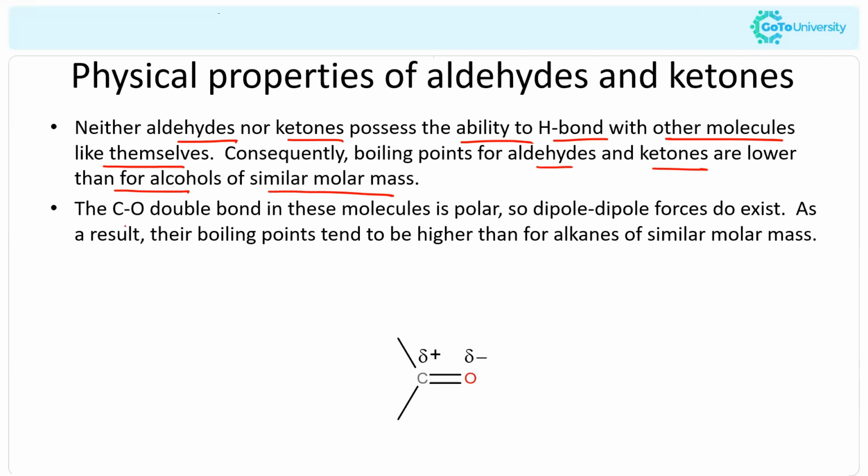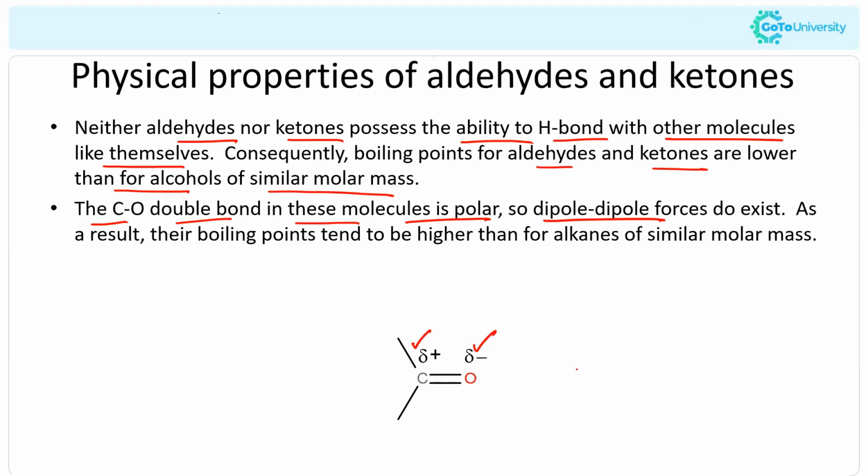Now, the carbon-oxygen double bond in aldehydes and ketones is polar, because oxygen is more electronegative, so it gets a partial negative charge. Carbon is less electronegative, so it has a partial positive charge. Between the ketone molecules, we cannot see the hydrogen bonding that I told you about, because there are no free hydrogen atoms. But between the ketone molecules, there is a chance of dipole-dipole interaction.